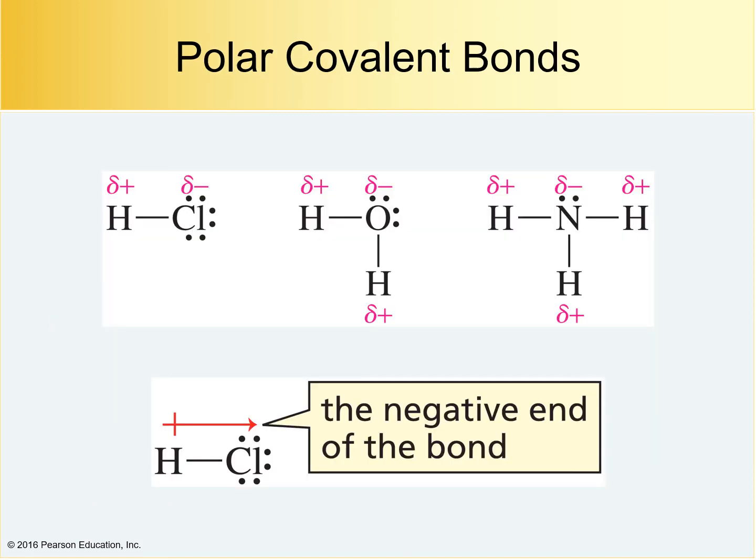So I want to show you a couple of different ways that we represent a polar covalent bond. And what we do is we label the more electronegative element with a partial minus, right? So this is a partial minus charge on the chlorine, because chlorine is more electronegative than hydrogen. And we label the less electronegative element with a partial positive, or a delta plus, in other words. So we have HCl, right?